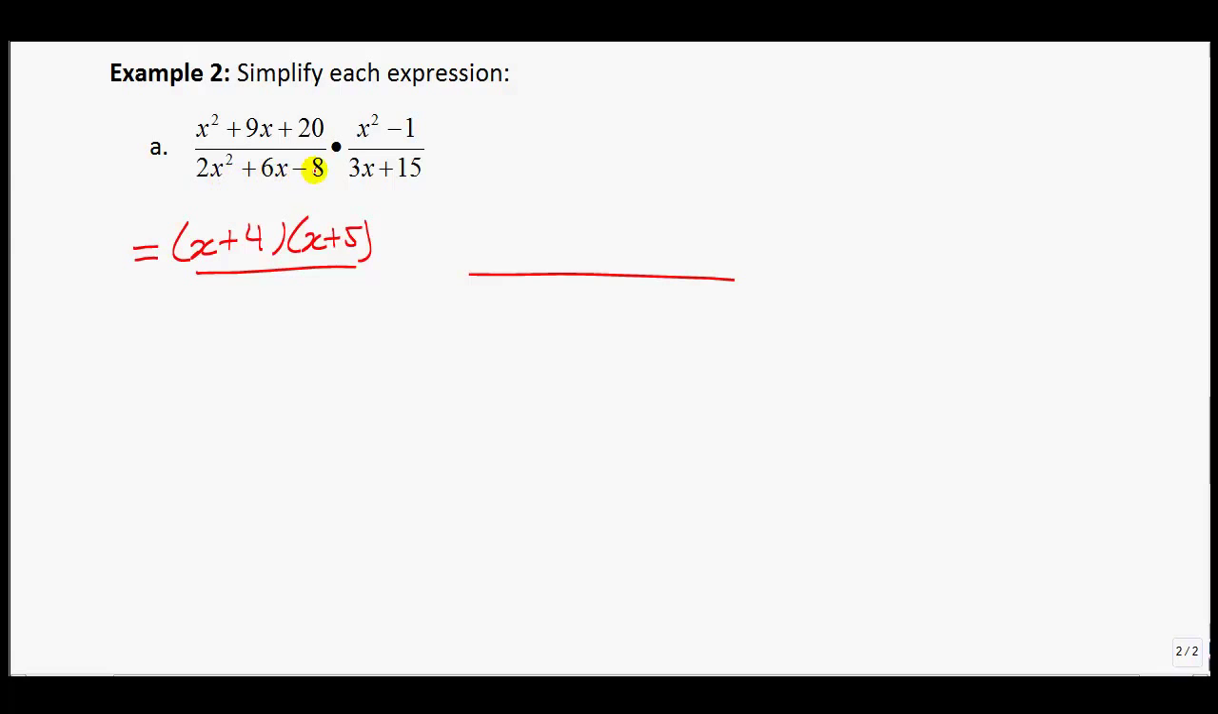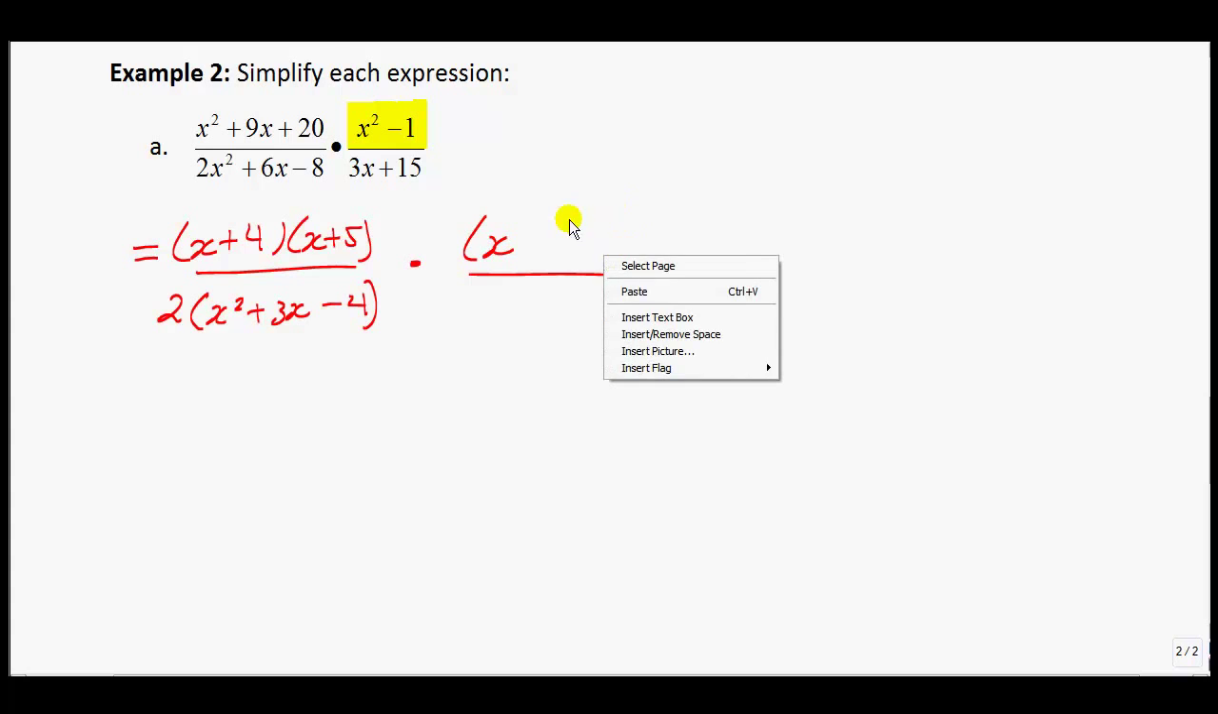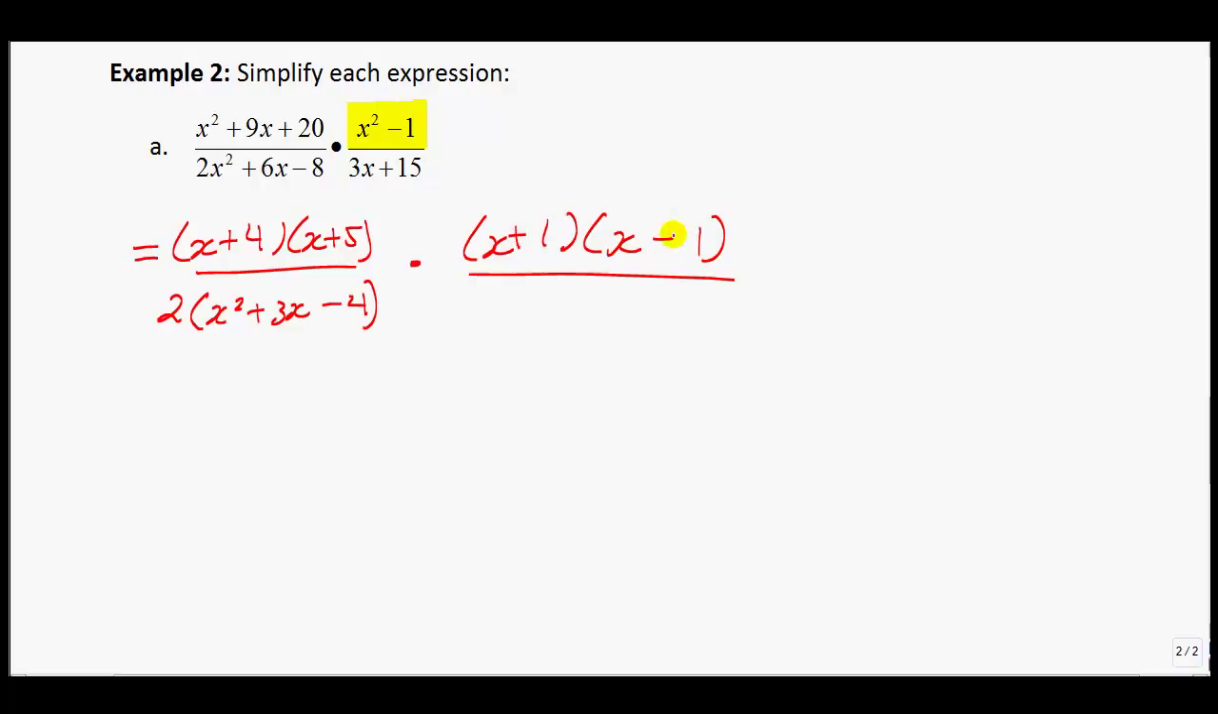What I notice is that I have a 2 that I can take out of all 3 of these terms. So I'm going to have 2 brackets x squared plus 3x minus 4. Now on the other side, this is one that I find gives people some difficulty. Notice that that is actually a difference of squares. What you do is you take the square root of both the terms. You have an x and a 1, make one of them positive, make one of them negative.